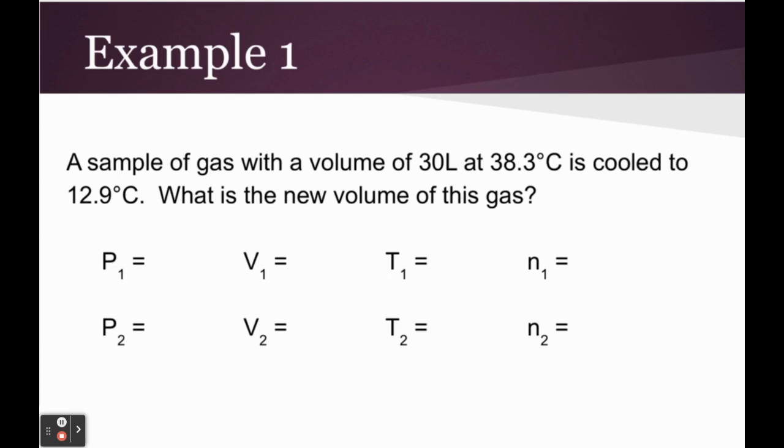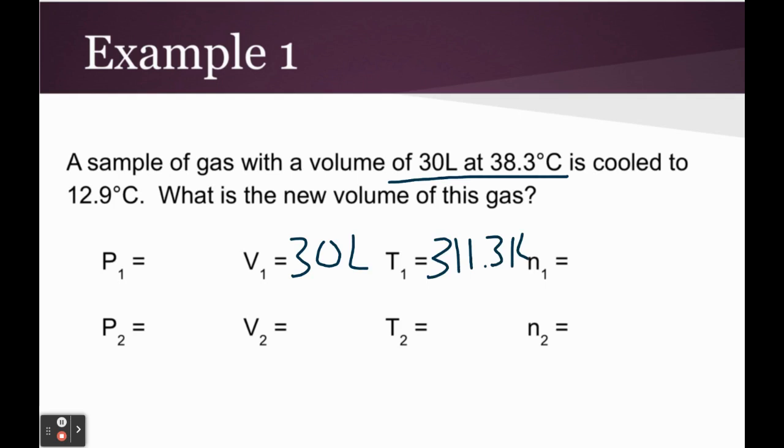Okay, so this is our first example problem. We have a sample of gas that has a volume of 30 liters at 38.3 degrees Celsius. So we have 30 liters for V1. We have 38.3 degrees Celsius for T1. However, we want that to be in Kelvin. So in Kelvin, it is 311.3 Kelvin.